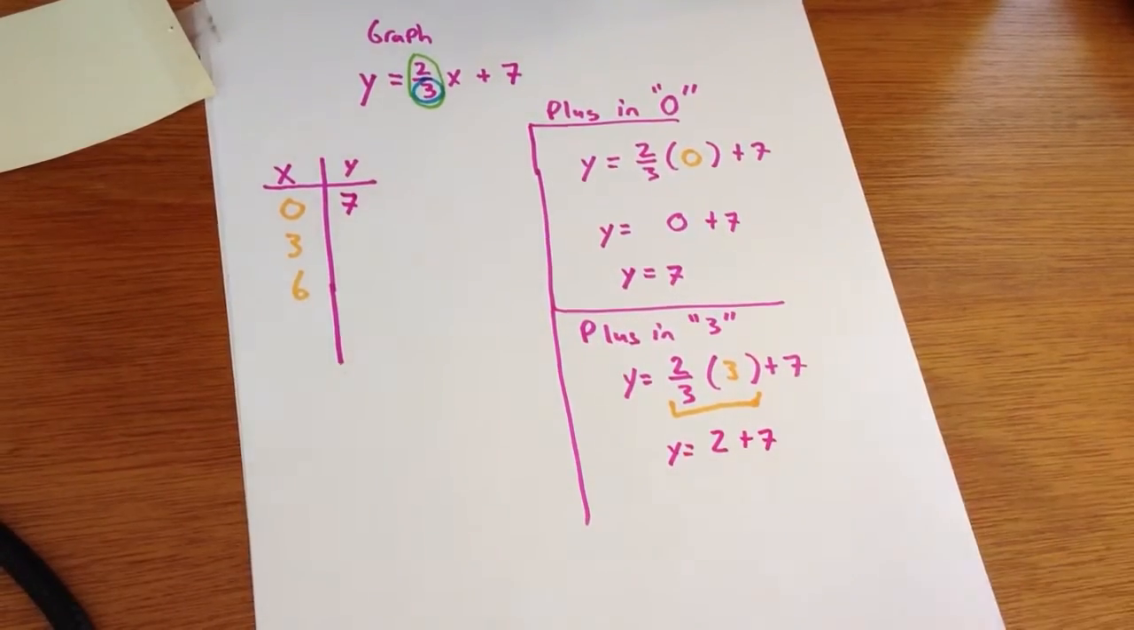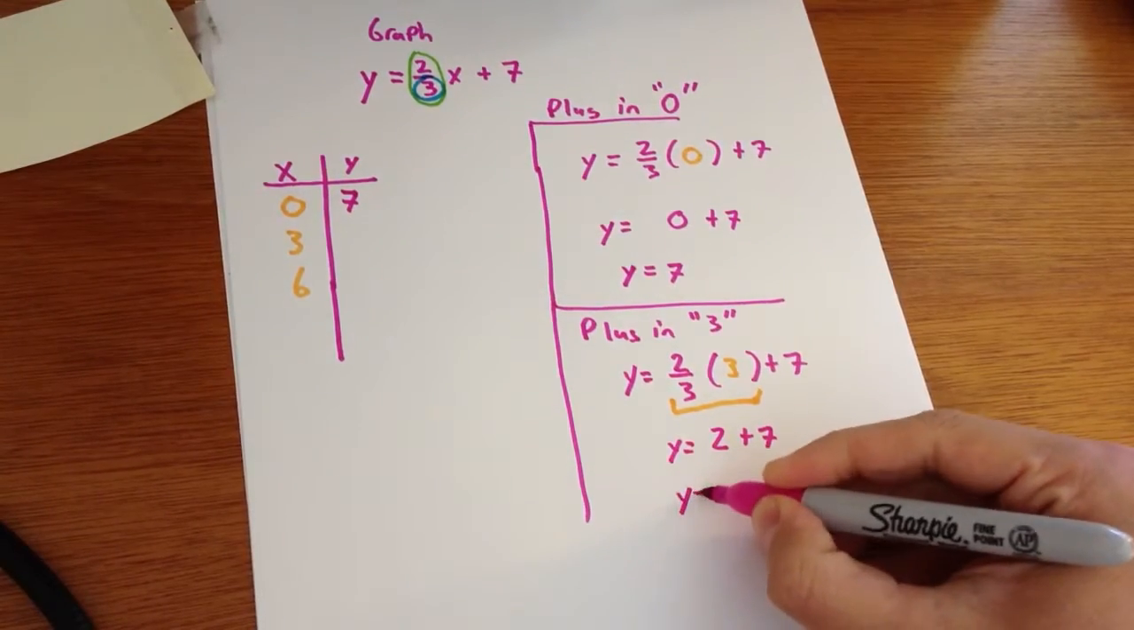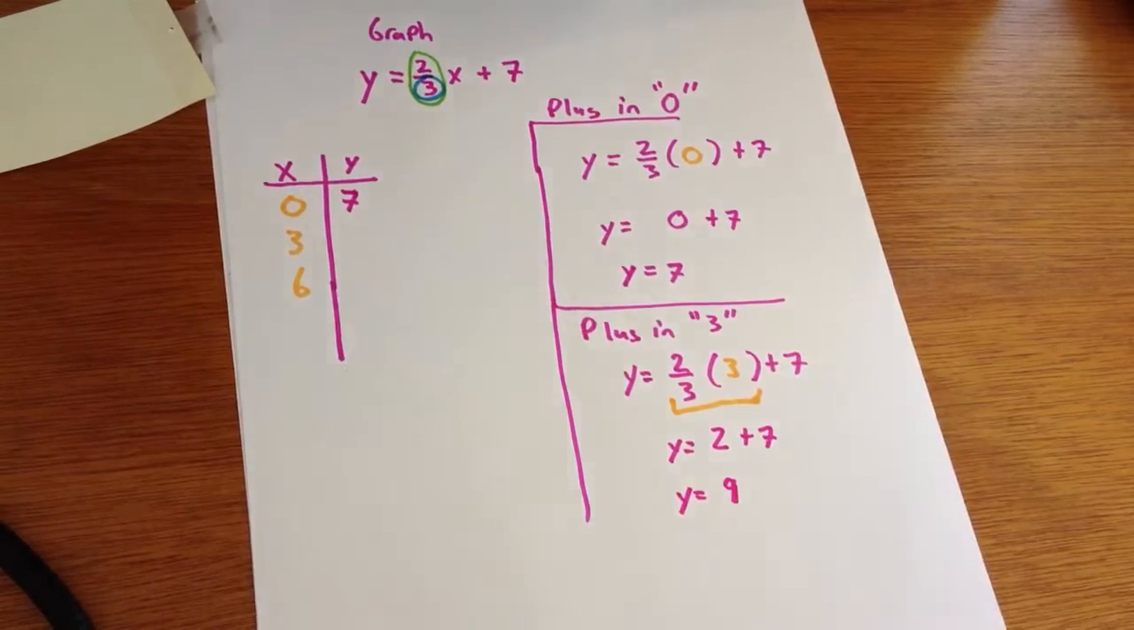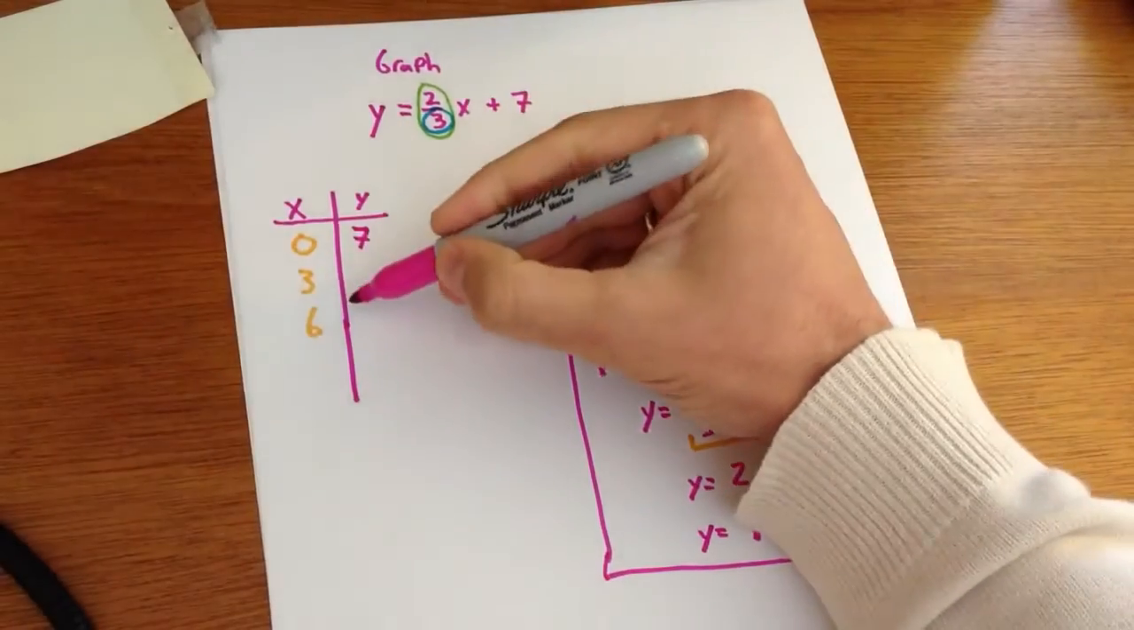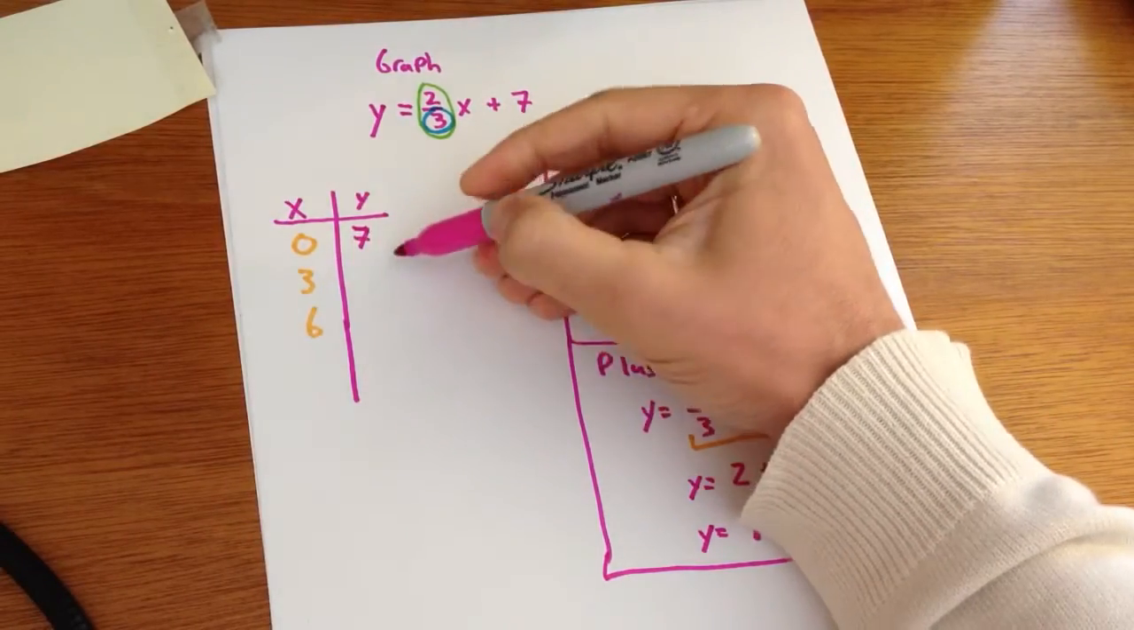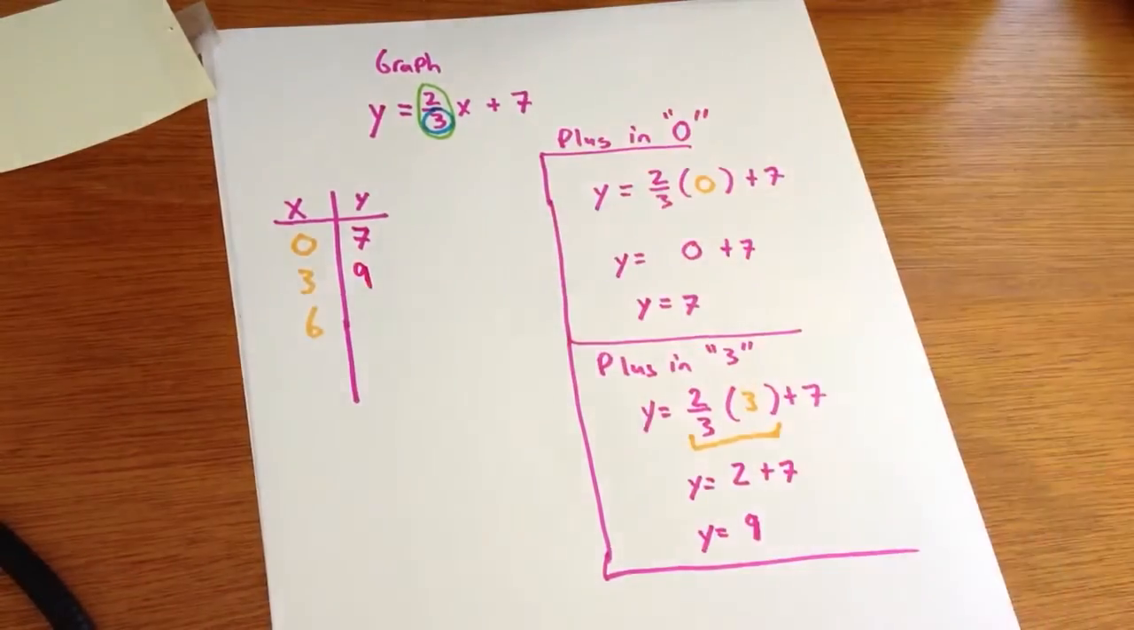If I'm doing this too fast and you just want to see how to multiply a number times a fraction, I can put together another video or find another video for you. But that means that if x, back up to our table, if x is 3, then y is 9.